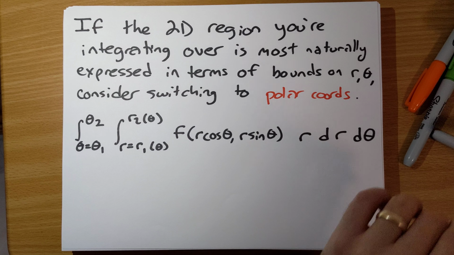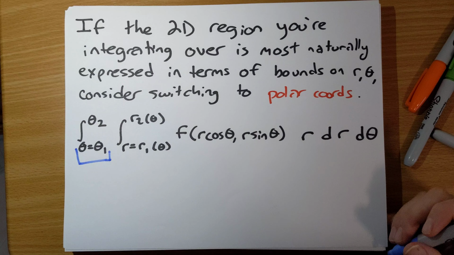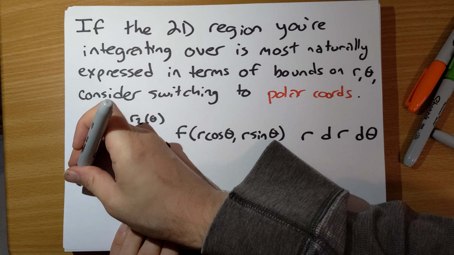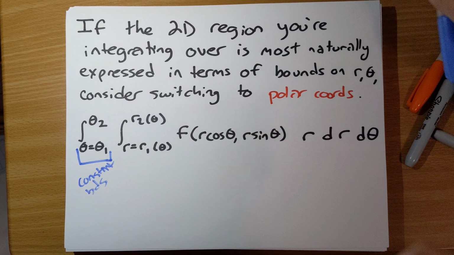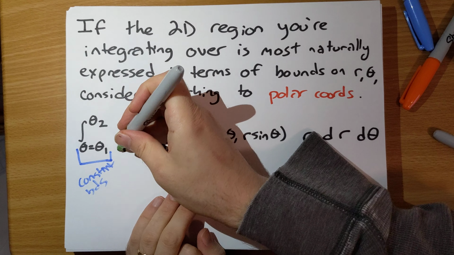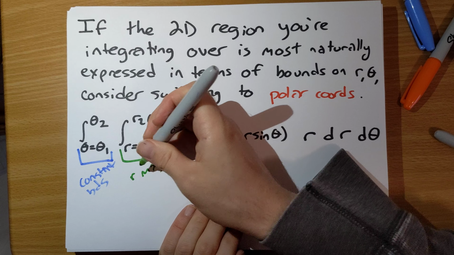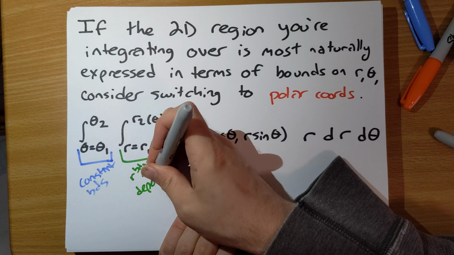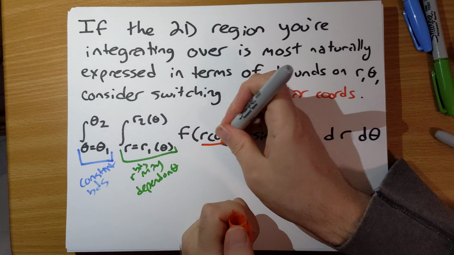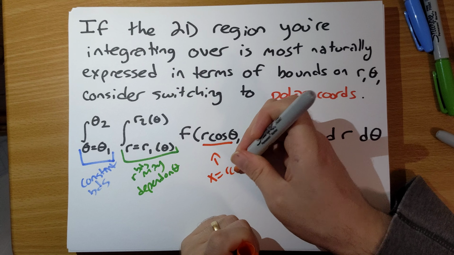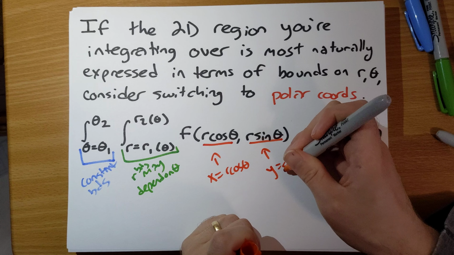There's a lot going on here. Let's take a look. We always put our theta bounds on the outside. These must always be constant bounds. However, our r bounds go on the inside, and we'll be integrating with respect to r first. R bounds may depend on theta. And then in your integrand, you replace x with r cosine theta and y with r sine theta.